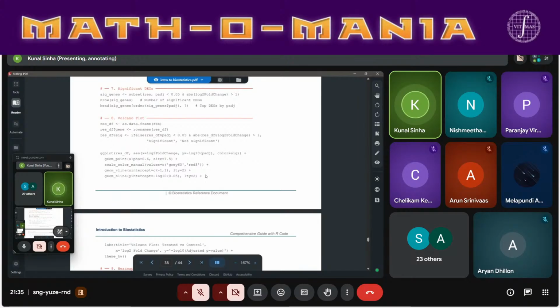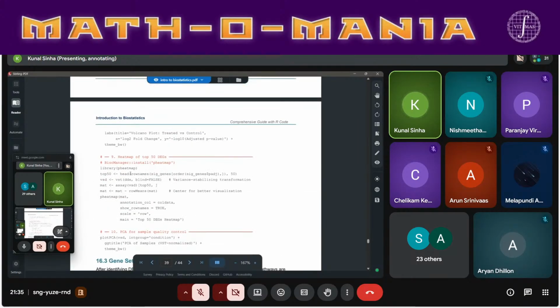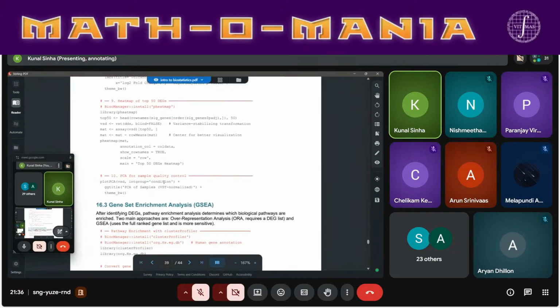We use a volcano plot along with this, and a heat map of the top 50 DEGs. I'll get into this near the end. Oh, and PCA for sample quality control.